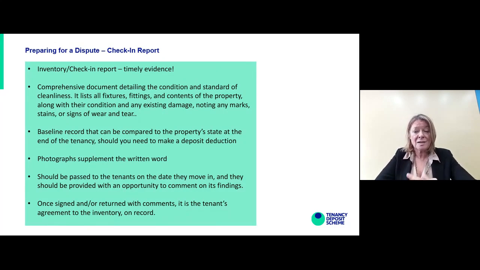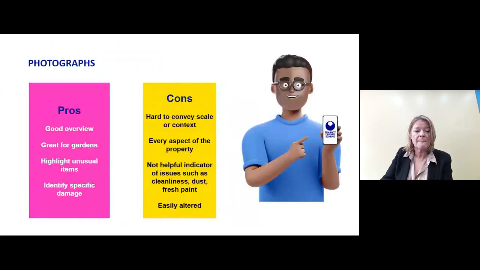In the event that the tenant doesn't return it, then it might be useful for an audit trail to say that we have not received any comments or discrepancies on the findings of the check-in report, and therefore it is agreed as drafted. The benefit of actually getting it signed and returned is that you then have an agreed document. And if you've got an agreed document from the start of the tenancy, then it's less likely to result in dispute at the end of the tenancy.